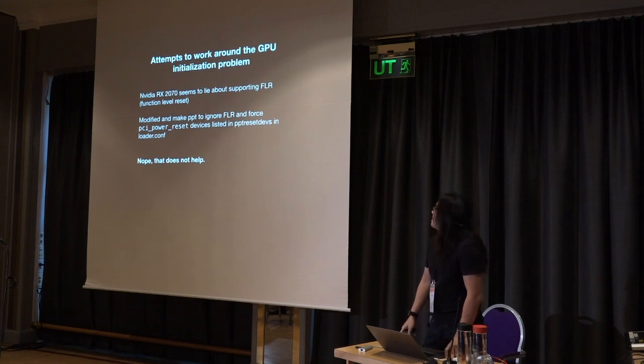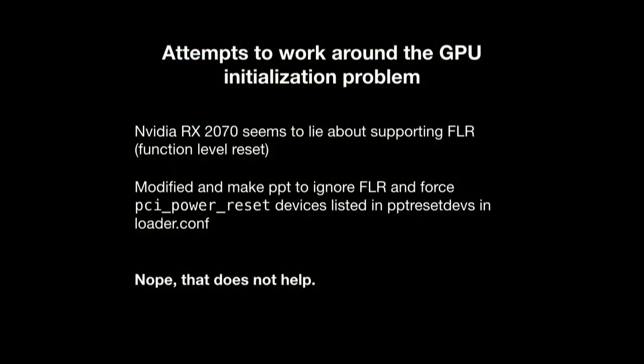Personally, I've tried a lot of things to work around the initialization problem of the GPU. The GPU I use is an RTX 2070, and I spelled it wrong, which it actually lied about itself. It claimed that it supports function level reset, but even when the PPT tried to reset it with FLR, it wouldn't work. So when you try to use it again for another VM, it just won't work. So the way I do it is I modify the driver a little bit, and I force it to use PCI power reset, which drops the power state to D3 and brings it back again, but it won't work.